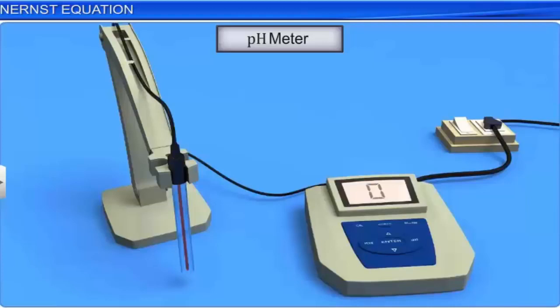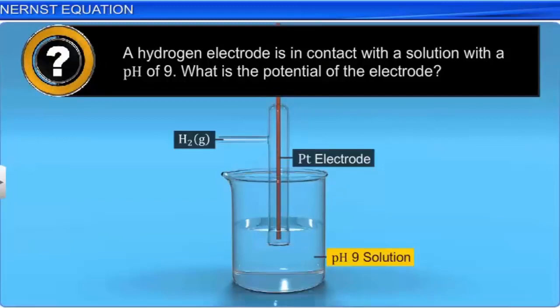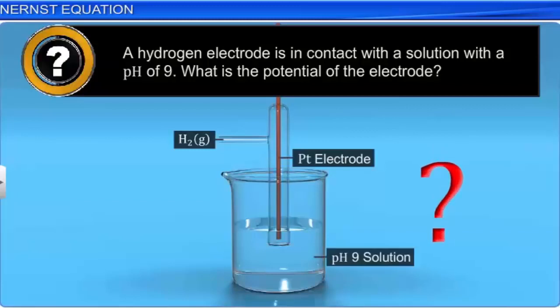pH meters also work on the principle of the Nernst equation. Here is a typical problem you might encounter. A hydrogen electrode is in contact with a solution with a pH of 9. What is the potential of the electrode? Let's work through this problem together. We'll start by listing what we know.